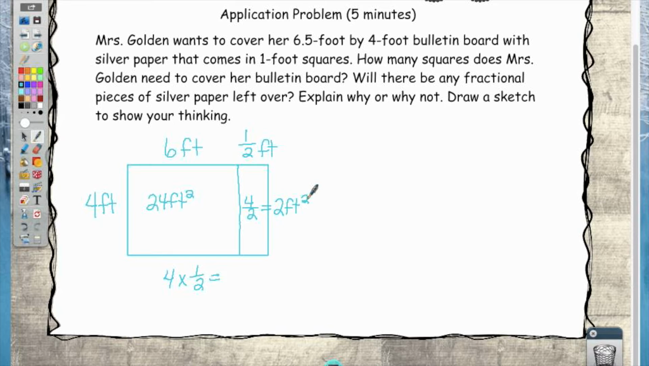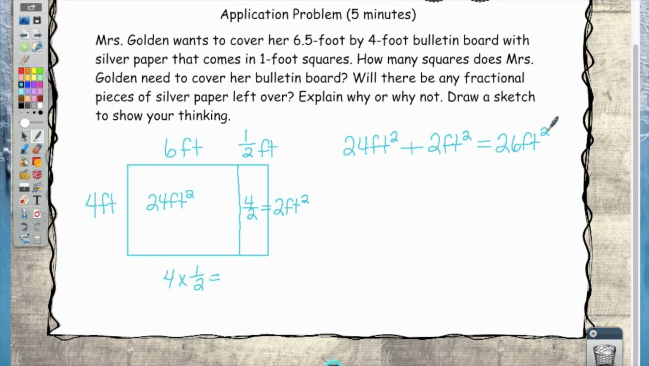Okay? So then we just add those 2 up like we used to in the old days with the area model. And so you're going to write 24 feet squared plus 2 feet squared equals 26 feet squared. And that's the total area. Okay? So she's going to need how many squares?